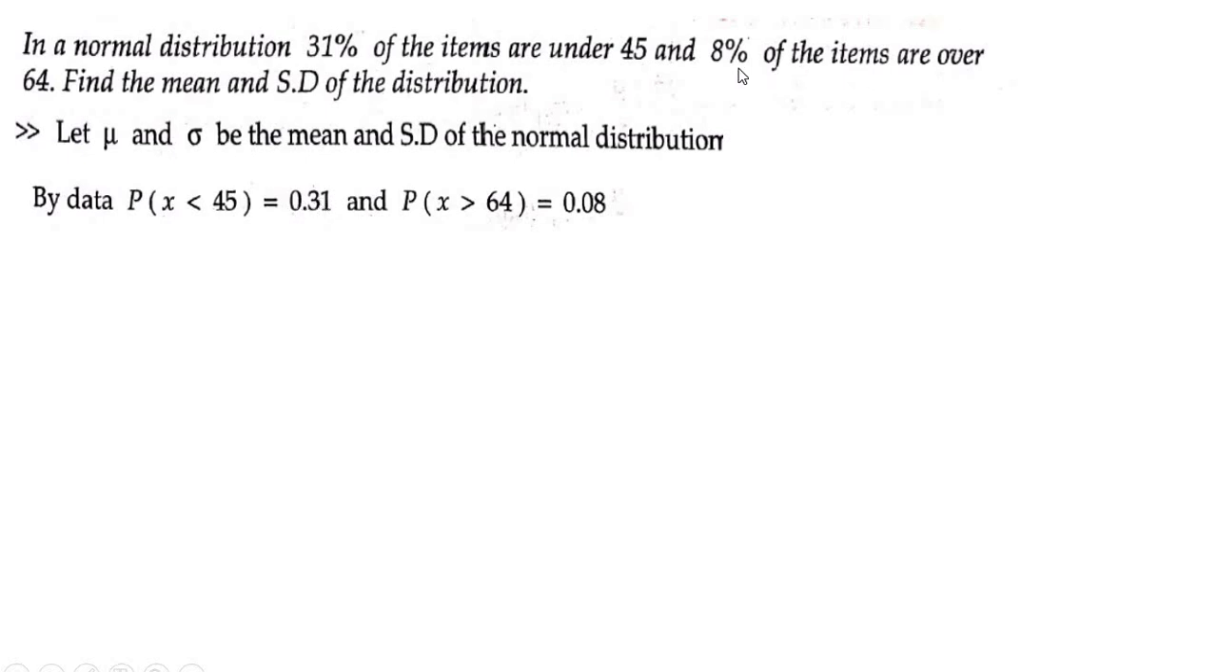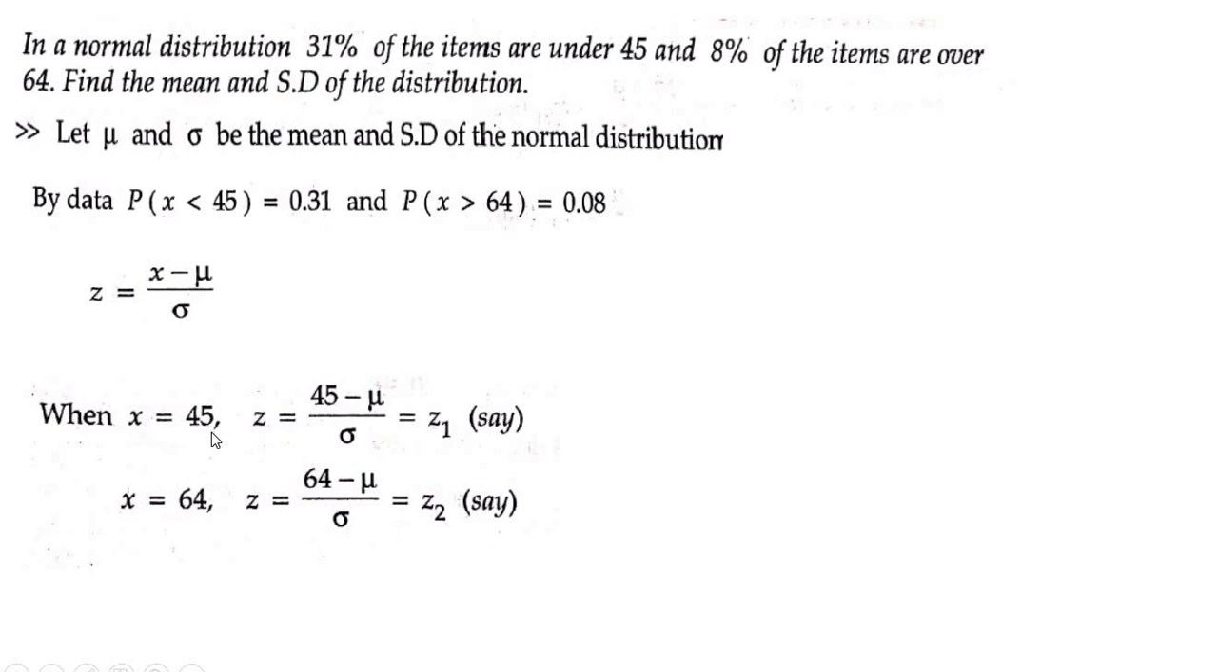Similarly, what else has been given here? 8% of the items are over 64, which means that P of x greater than 64 is equal to 8%. 8% is also equal to 8 divided by 100, which is equal to 0.08. So using these two conditions, we have to find the mean and the standard deviation. So what is z? We know that z is equal to x minus mu by sigma.